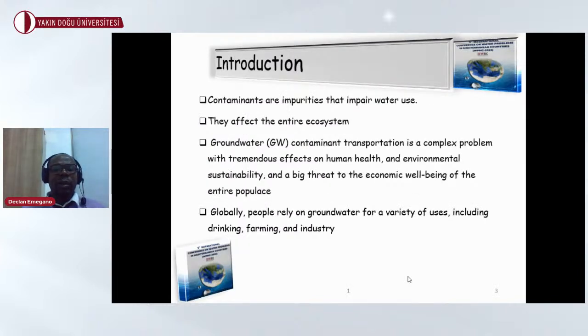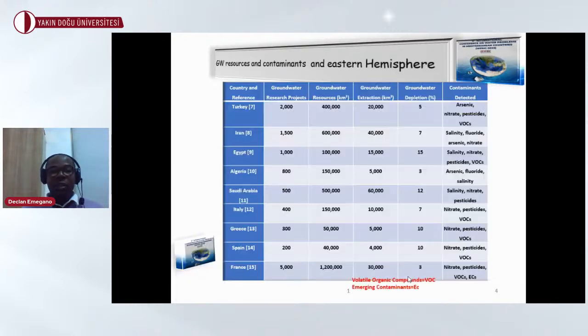When we're talking about contaminants, we mean impurities that impair water use. These impurities adversely affect the entire ecosystem. As a result, groundwater contaminant transportation is a complex situation. It's a tremendous problem that affects human health and environmental sustainability. It's also become a threat to the well-being of the entire populace. Globally, groundwater is used for many purposes. You can drink it, we use it for farming, we use it for irrigation.